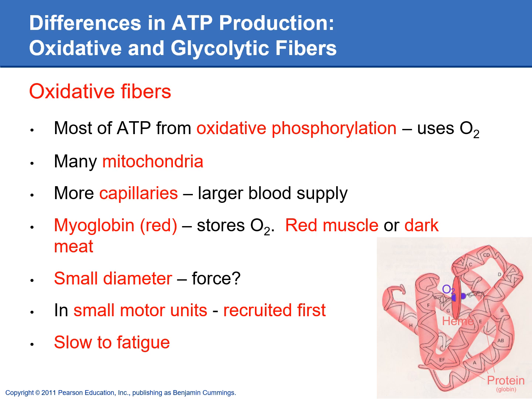And these oxidative fibers are very slow to fatigue because they can make lots of ATP all day using their mitochondria, and they're not going to be building up a lot of lactic acid. They do have a small diameter, so not a lot of actin and myosin in there, so they're going to have not as strong of a force of contraction, not going to generate as much tension. And they're going to be found in these small motor units. So they're going to be recruited to contract first when you're starting to pick up something.